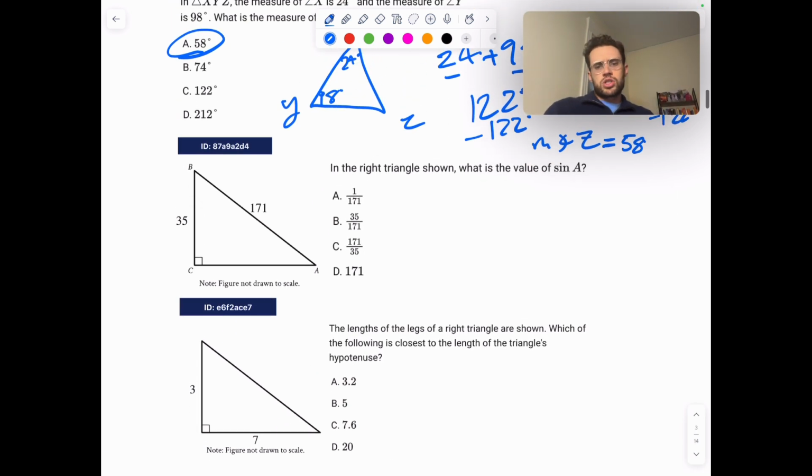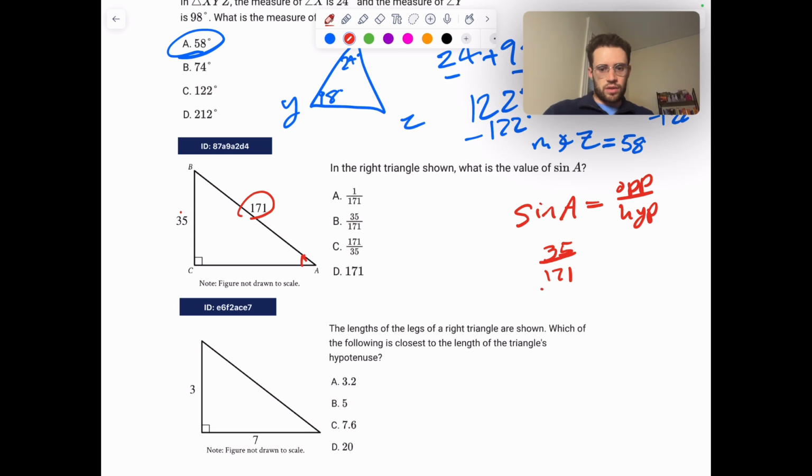In the right triangle shown, what is the value of sine of A? Well, if we do SOHCAHTOA, sine of an angle is equal to the opposite over the hypotenuse, that's SOH. So in this case, A is here. Opposite A means across from A, that's going to be 35. And the hypotenuse is the side across from the right angle, that's 171. So it's just 35 over 171, which is option B.